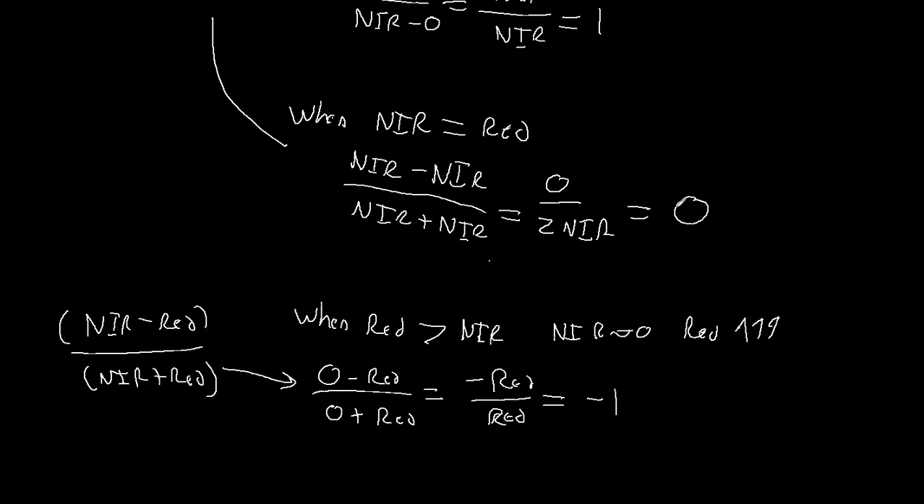So this normalized equation now has an upper bound of 1. When the red and near infrared are approximately the same, it tends to 0. And when red becomes significantly large and NIR goes to 0, the low value is -1. So I'm going to repeat that one last time, and I'm actually going to write it down.